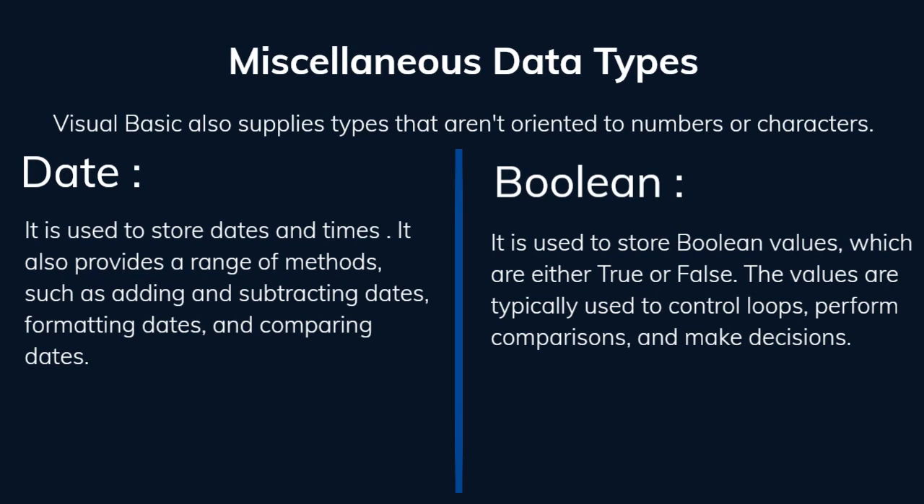It also provides a range of methods for dealing with dates and times, such as adding and subtracting dates, formatting dates, and comparing dates. Lastly, we have the Boolean data type. Boolean is a data type which can be used to store Boolean values, which can be either true or false. Boolean values are typically used to control loops, perform comparisons, and make decisions.